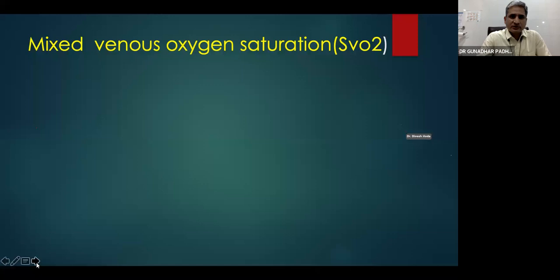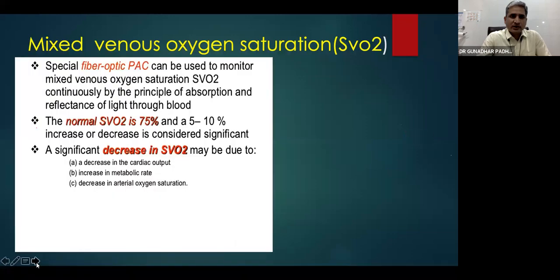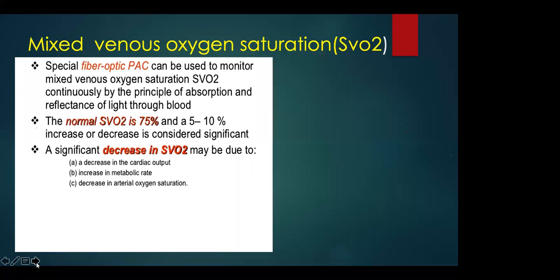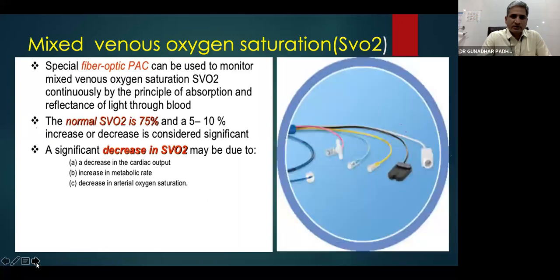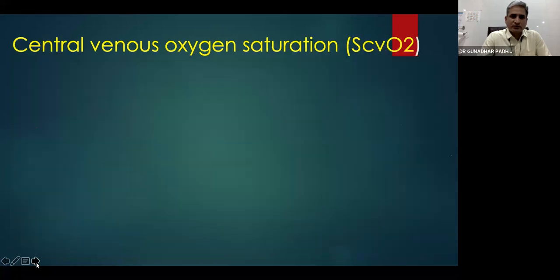Mixed venous oxygen saturation is something we measure with the help of a fiber-optic pulmonary artery catheter. We know that the blood is collected from the pulmonary artery and sent for analysis to get the mixed venous oxygen saturation. The normal mixed venous oxygen saturation is around 75%, and a change of 5 to 10% on either side is sometimes considered significant. Okay. And basically this depends on your cardiac output, metabolic rate and oxygen utilization. And these are the catheters which are used for measuring the mixed venous oxygen saturation.